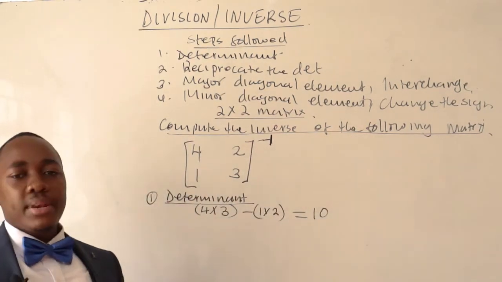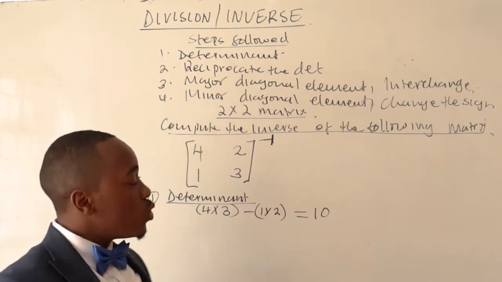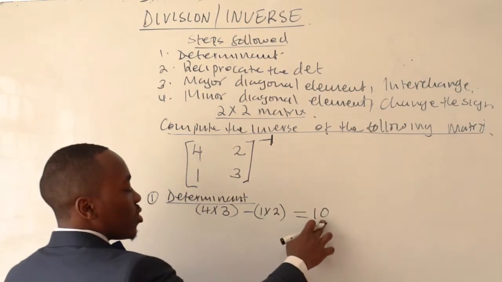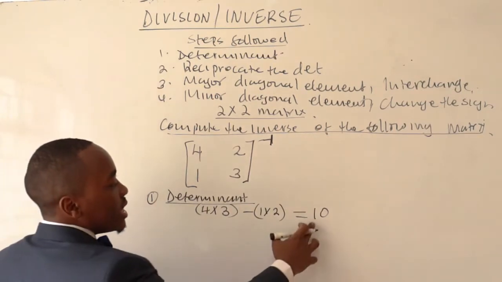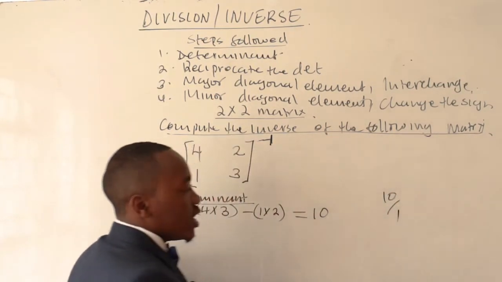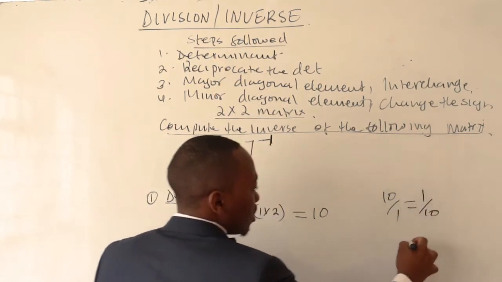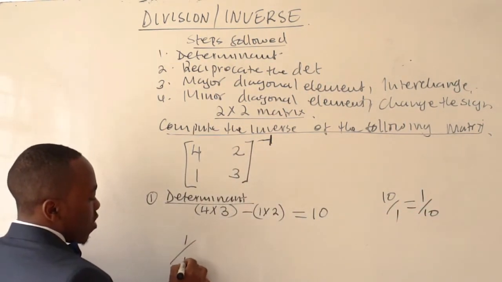After determining the determinant, step number 2, you get the reciprocal. How do we get the reciprocal of this? This is how you get the reciprocal. This 10 is more of 10 over 1. So to get the reciprocal, you just interchange. So it would be 1 over 10.